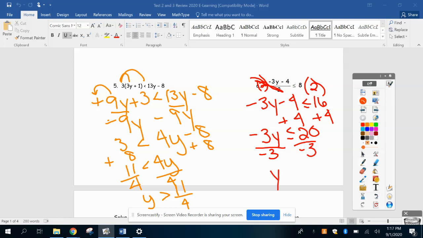Dividing by negative 3 is a reason to flip the sign, so I'm going to flip my inequality sign. Again, I don't care what format, but don't round. This is a situation where you have a 3 as a denominator, so we'd get negative 6 and 2/3. If you left this as a 0.6 and not a 0.6 repeating, you would not get full points. So make sure you're not rounding any of your answers.